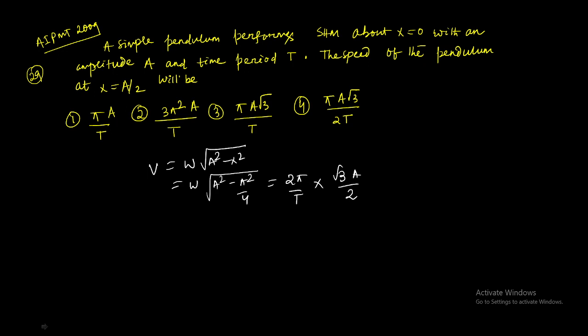So this should be your... I can write this one, 2 get cancel out, root 3 a pi divided by t will be your speed. So which option it will be? 3, root 3 a pi divided by t.